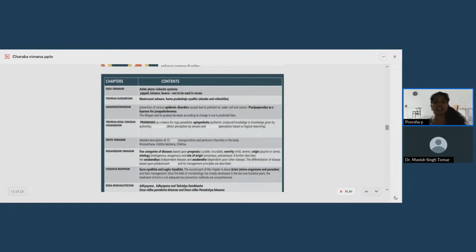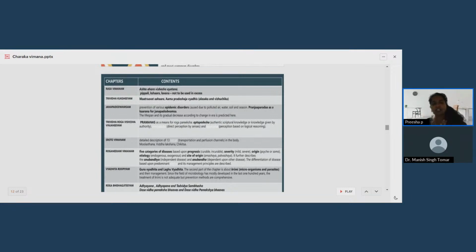Then the Trividha Roga Vishesha Vijnaniya, where the Pramanas are explained. What are the Pramanas for Roga Pariksha? Aptopadesha, Pratyaksha, Anumana, Yukti. Like that, the Pramanas explained for Chikitsa. So you can mainly consider the Vimana Sthana as a bridge between the Chikitsa and the Nidana aspects.